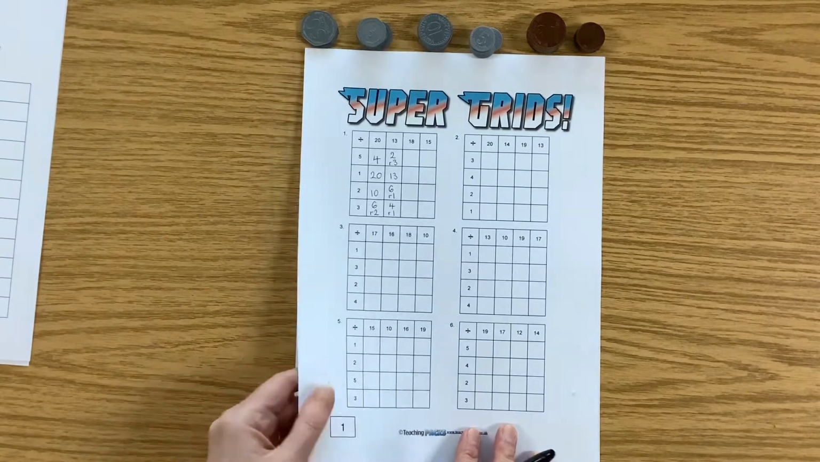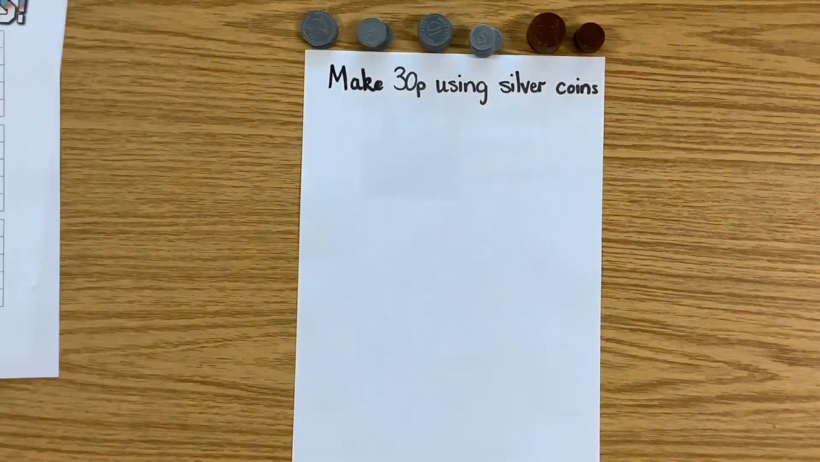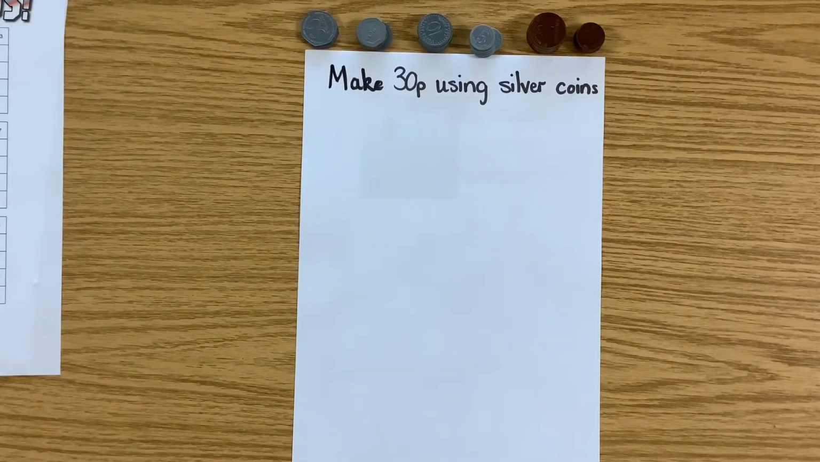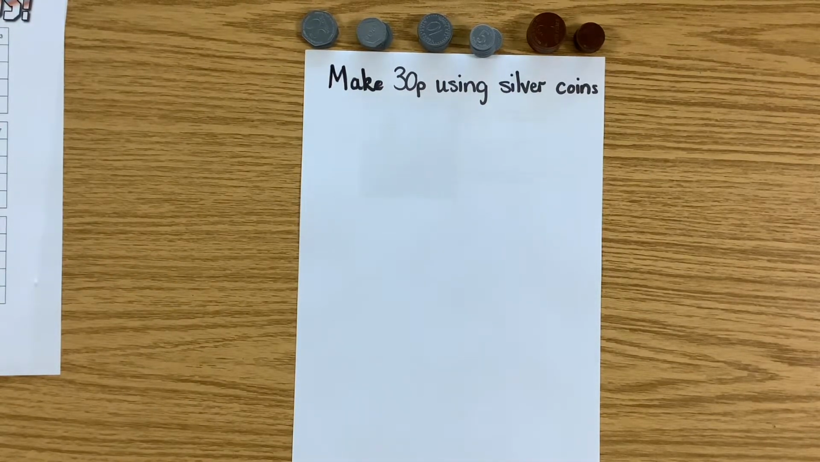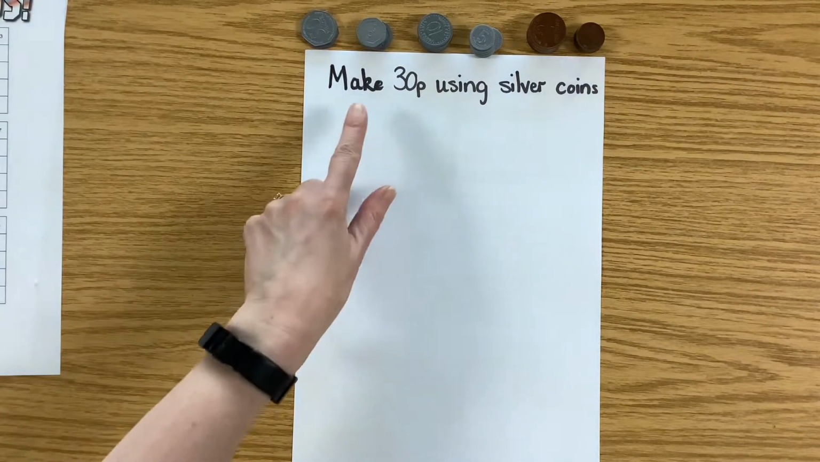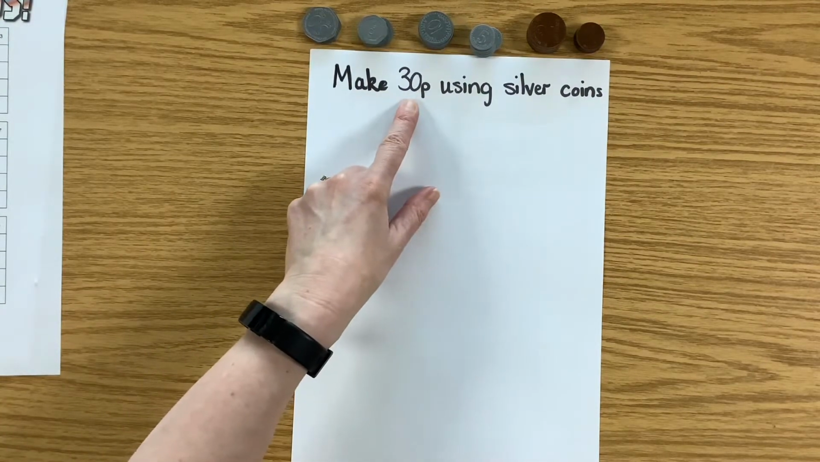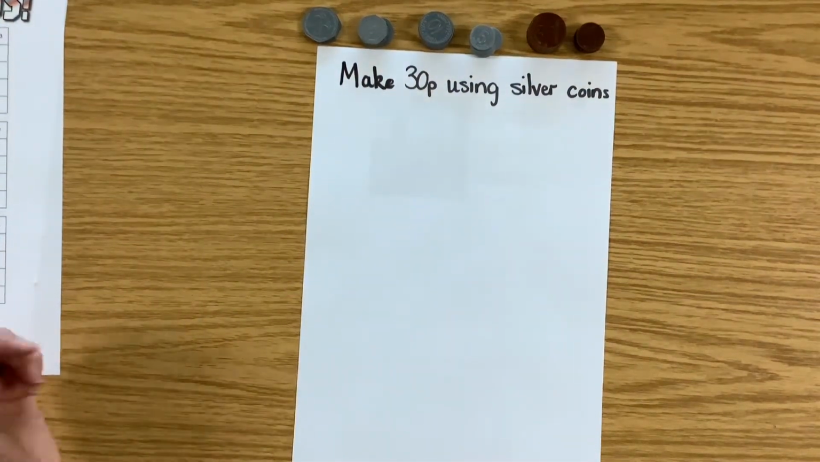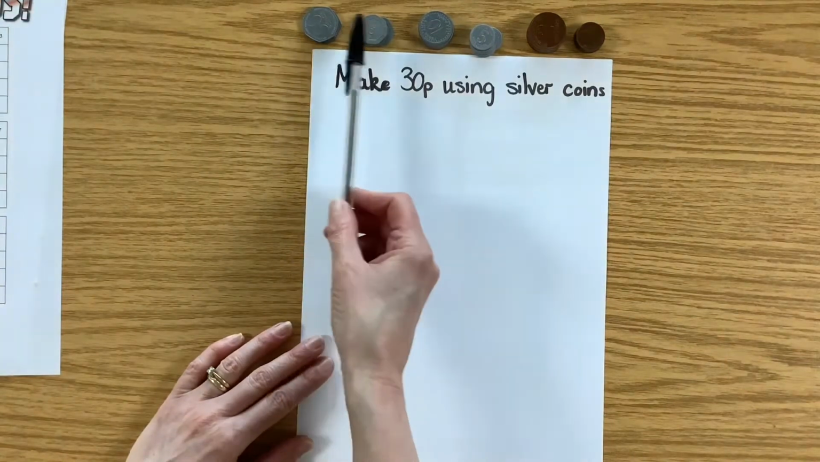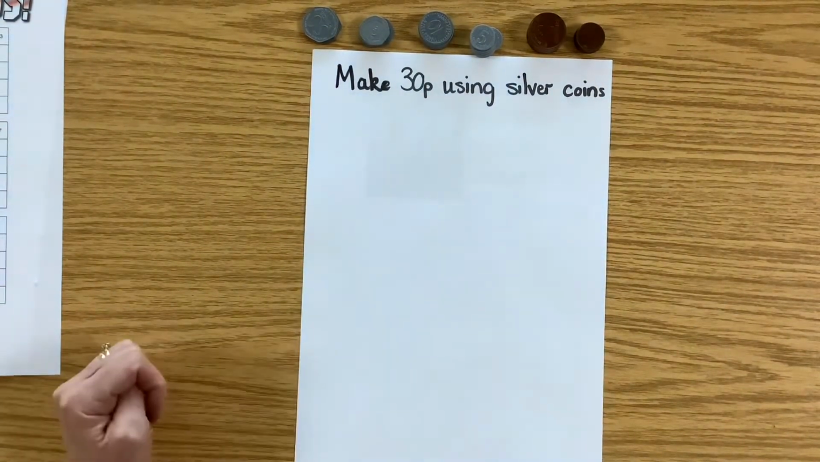Okay, so have you managed to grab some coins for me? Right, well today we are thinking about problem solving, and our problem solving today is all about how many different ways we can do something. And we're going to be using our coins to help us. Now for our first challenge, we're going to see if we can work out how many different ways we can make 30p using silver coins. Now, which ones are the silver coins? Well, of course, that's the 50, the 20, the 10 and the 5.